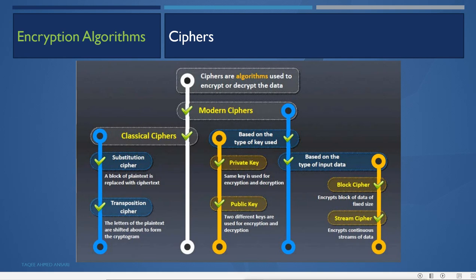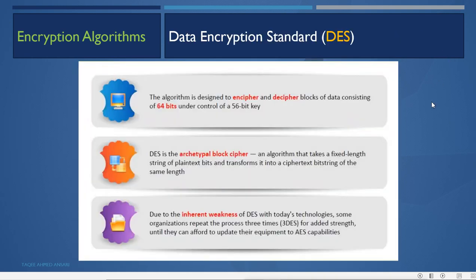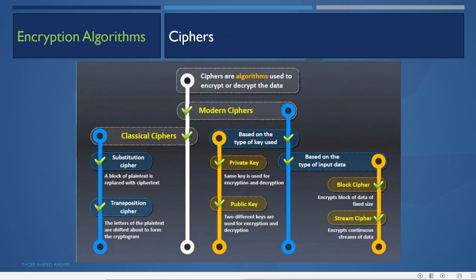So we have a block cipher. We have a stream cipher. So we have these different types of cipher. So, the private key cipher, it is the same key used for encryption and decryption.